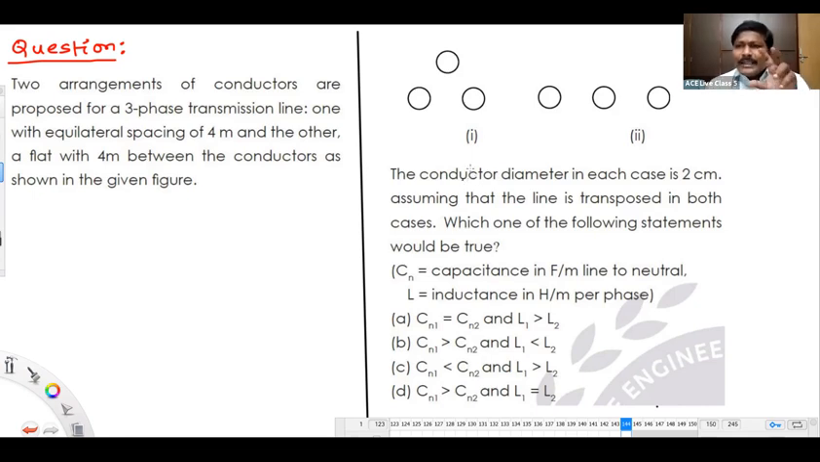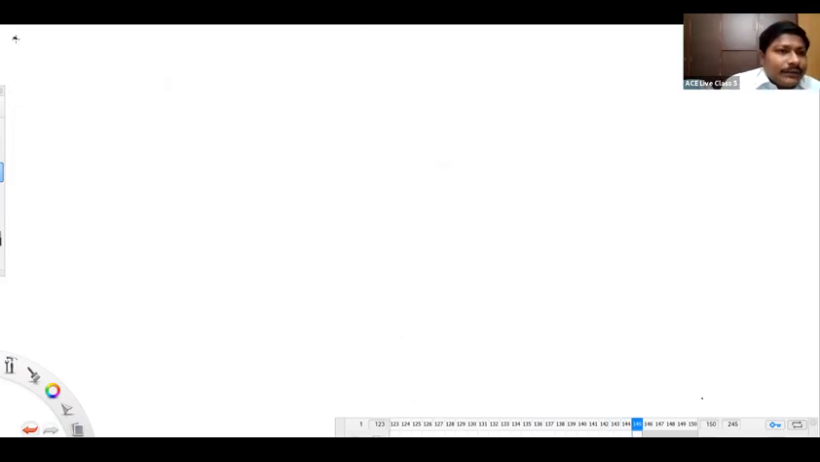But because of this configuration, there may be a change in the value of GMD that we have to check. What is the change in the GMD? According to that, how is the change in the inductance and capacitance value from system 1 to system 2? Okay, so in the solution, the first one I am taking up.